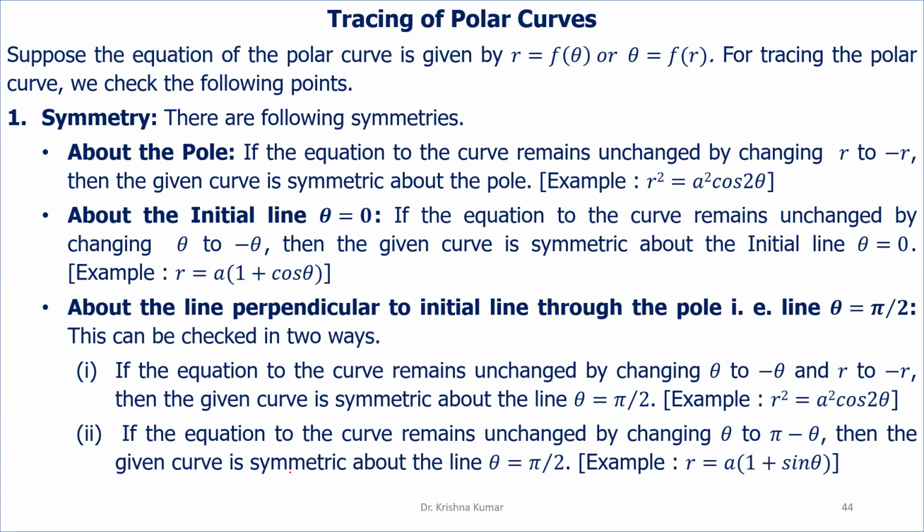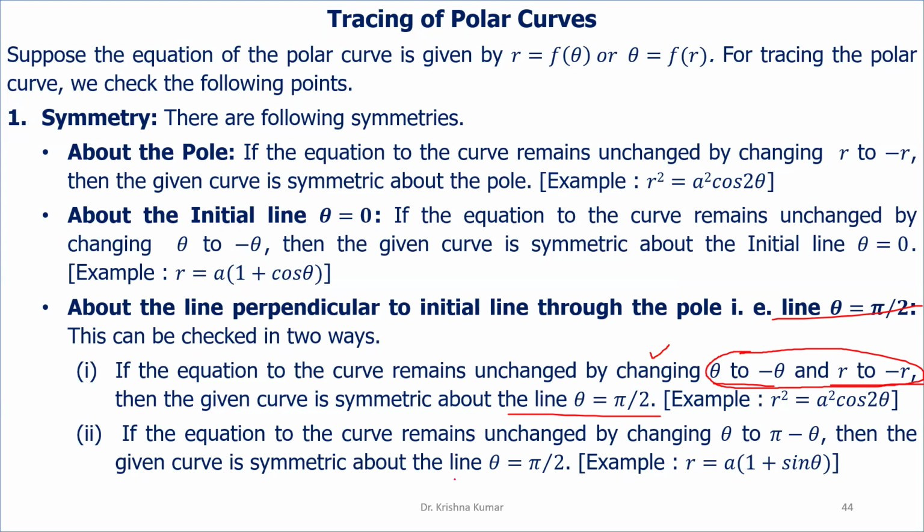If we want to check the symmetry about the line theta equal to pi by 2, we first check the first part, theta by minus theta and r by minus r. After putting theta by minus theta and r by minus r, if the equation of the curve doesn't change, we say that it is symmetric about the line theta equal to pi by 2. Suppose it is happening, then there is no need to check the second point. But if the first point is not happening, then we try to check the second point.